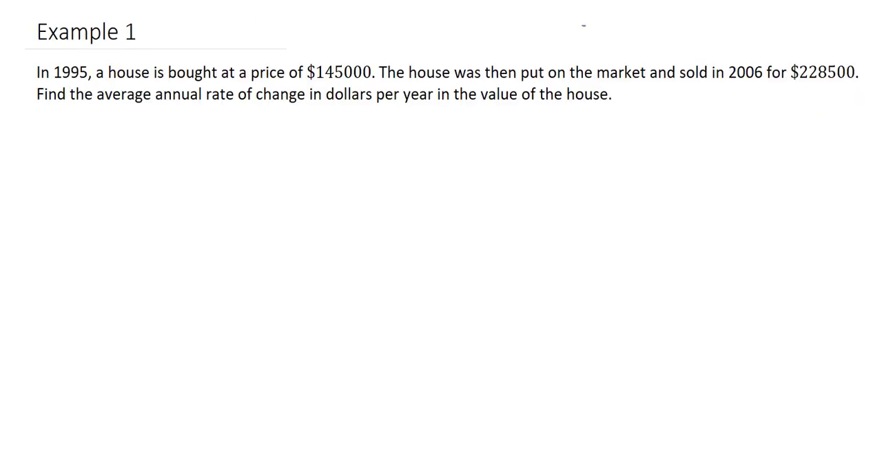Example 1. In 1995, a house is bought at a price of $145,000. The house was then put on the market and sold in 2006 for $228,500. Find the average annual rate of change in dollars per year in the value of the house. So what does this really mean? Dollars per year is our slope, our m value. So our rise is in dollars and the year is our run.